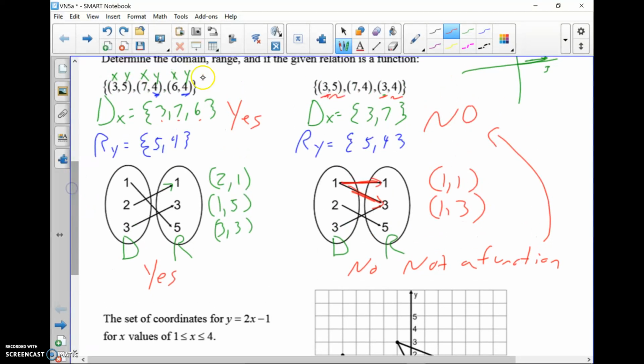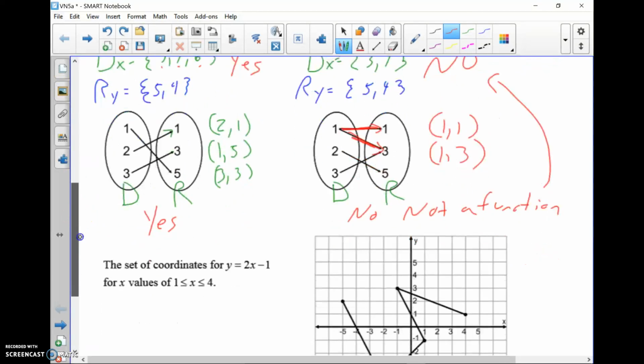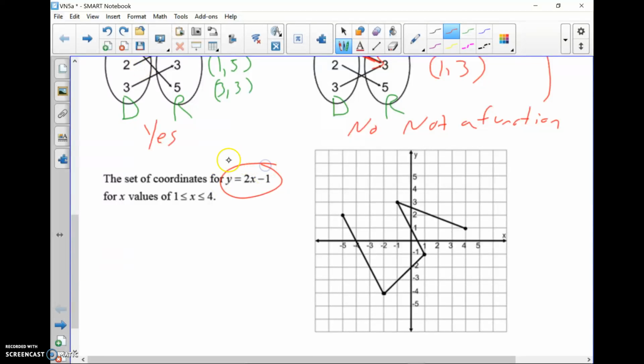So we could see a relation as a set of coordinates, as a little diagram like this, or it could be an equation like this. It wants the set of coordinates for y equals 2x minus 1 for the x values where 1 is less than or equal to x is less than or equal to 4. This right here, that's my domain. So my domain is the numbers 1, 2, 3, and 4. These are the x values that I want to plug in here. I've got to figure out what the range is.